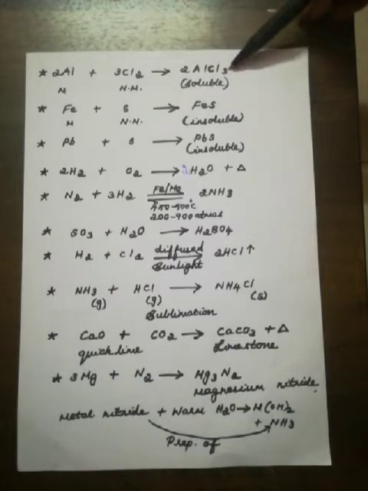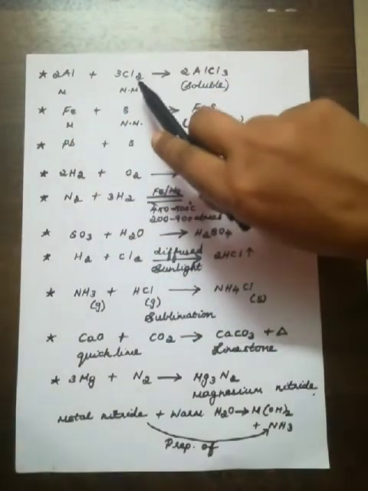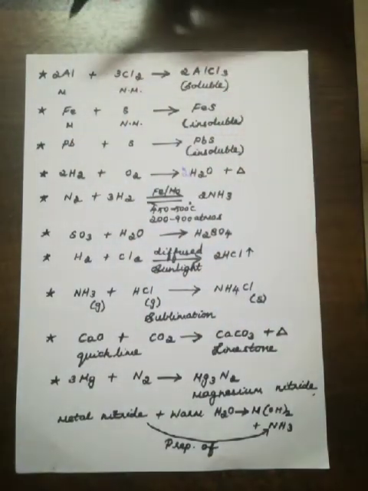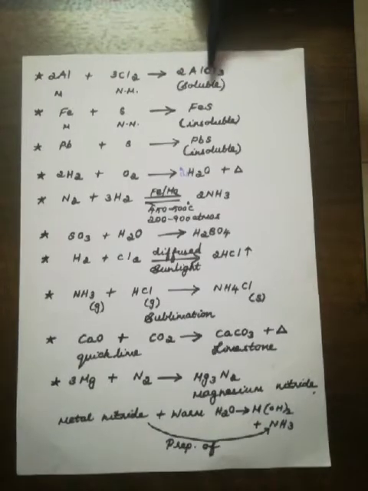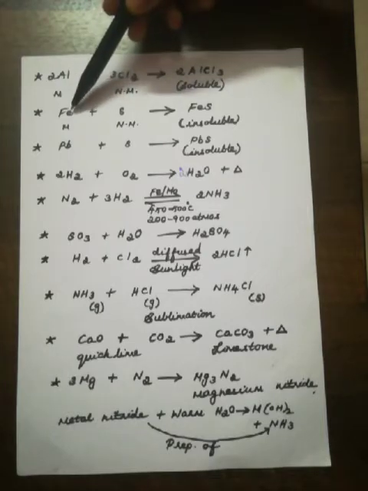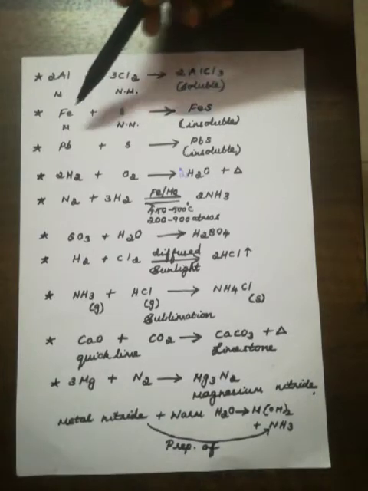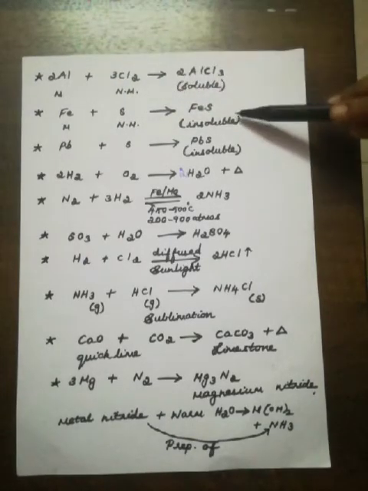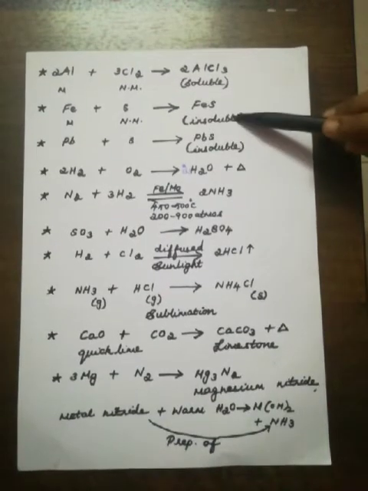So aluminium chloride is a soluble one. Aluminium with chlorine, you are getting aluminium chloride. That is a metal with a non-metal, you are getting this compound. Now there is only one product on the product side. Now let's see the other example like iron with sulfur, iron sulfide. That is metal with a non-metal, but this is insoluble compared to aluminium. Aluminium chloride is a soluble one, but this is insoluble.